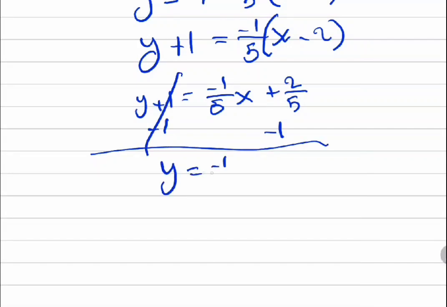plus 2 over 5, minus 1. Now negative 1 is the same as negative 5 over 5, if we convert it so we can get common denominators. Negative 5 over 5, when you divide them, you get negative 1. And since the denominator is the same, we can now combine the fractions. So 2 over 5 minus 5 over 5. Well, 2 minus 5 is negative 3, so this is going to be negative 3 over 5. So this is the equation in slope-intercept form.